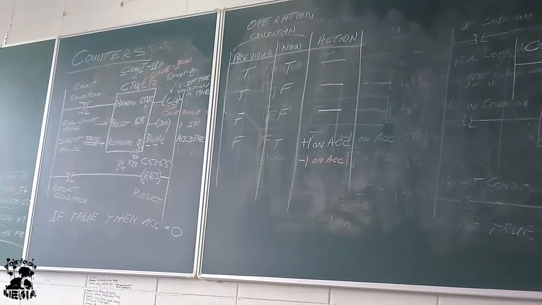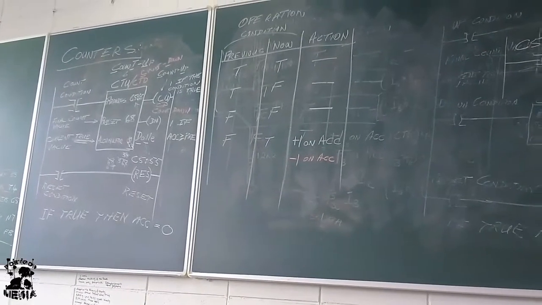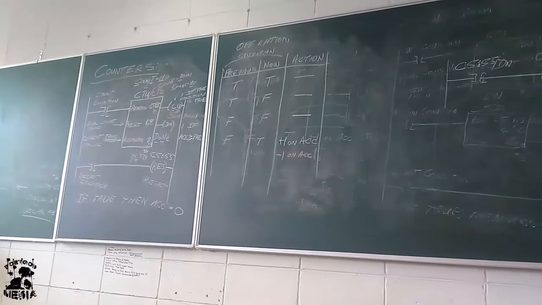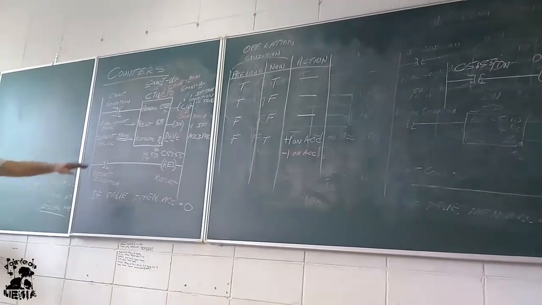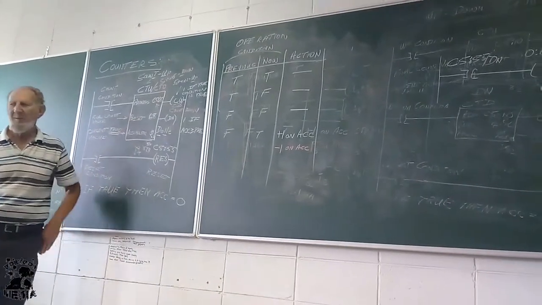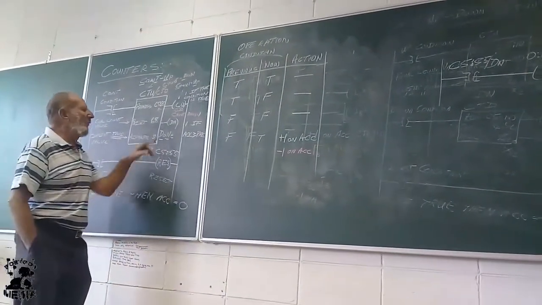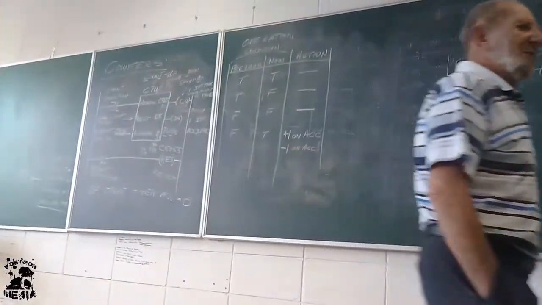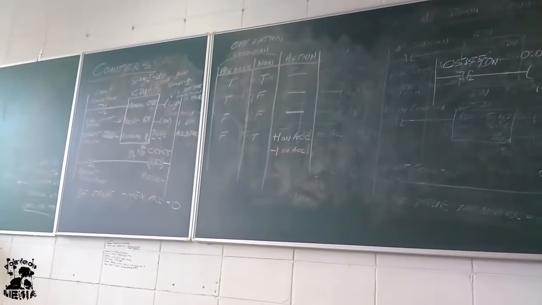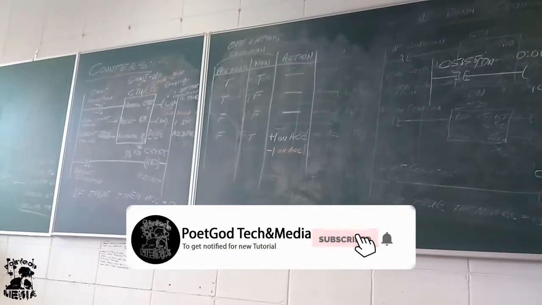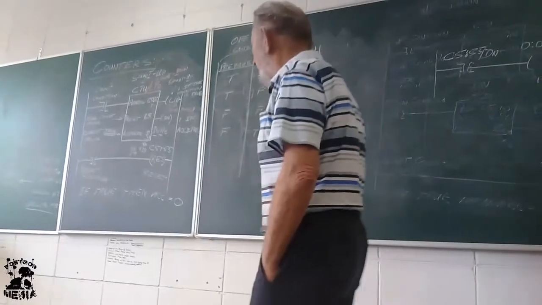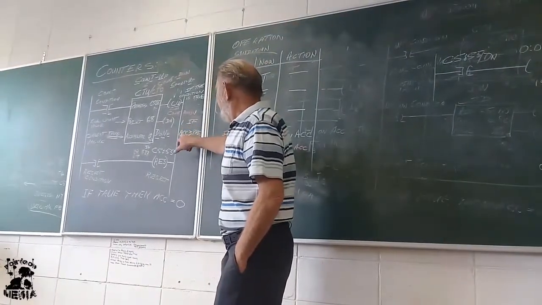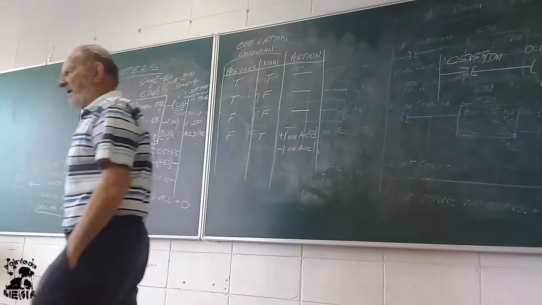Now I've got an interesting question. If everything is the same as it is in the board, so the preset is still 68, when will this done become a 1? When will the done become a 1? What is the condition for the 1 to become a done? If the accumulator is equal to or bigger than the preset.